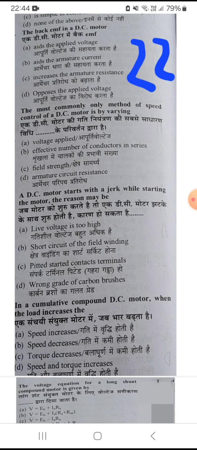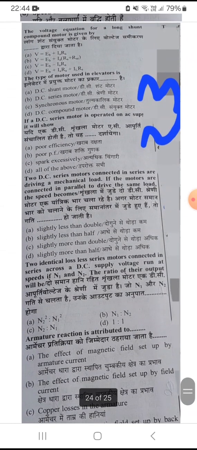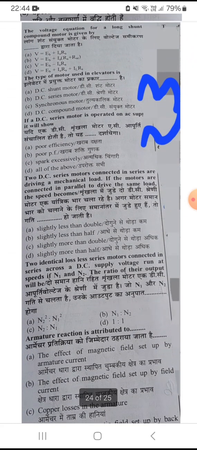Okay. Next, the voltage equation for a long shunt compound motor is given by, option B, V is equal to EB plus IA into (RA plus RSC). Next, the type of motor used in elevators, option D, DC compound motor. If a DC series motor is operated on AC supply, it will show, option D, spark excessively, poor power factor, poor efficiency. Option D is the right answer.